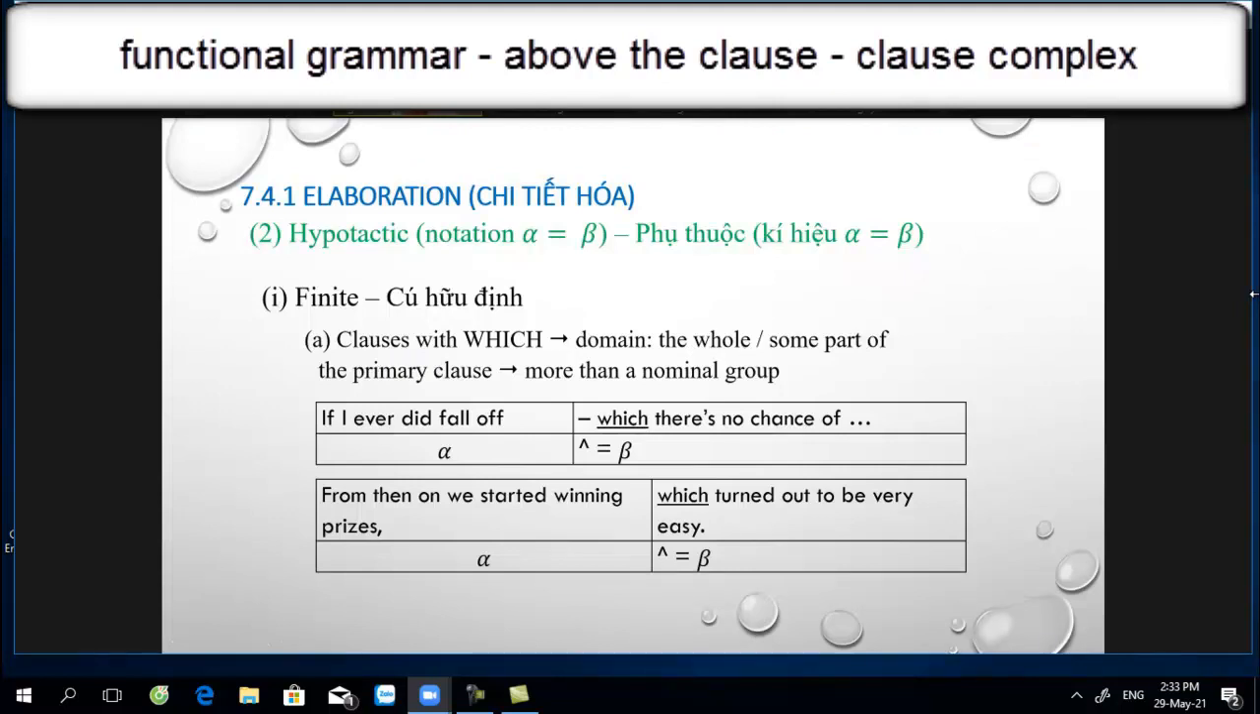Which clause may modify for the whole or some part of the primary clause, and that clause is more than a nominal group. Nominal group là một cái cụm danh từ. Thì cái which này nó phải thay thế cho một cái phần cho câu mà phải lớn hơn một cụm danh từ. So we read the first example. If I ever did fall off, which there's no chance of blah blah blah. So can anyone tell me which part of the first clause does which modify for?